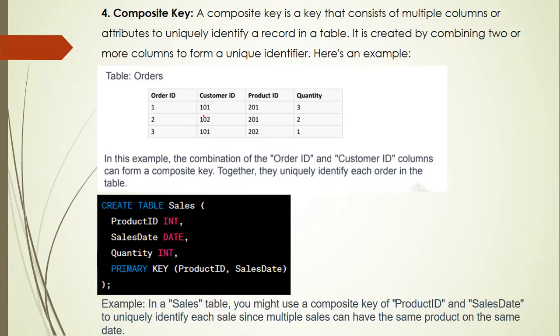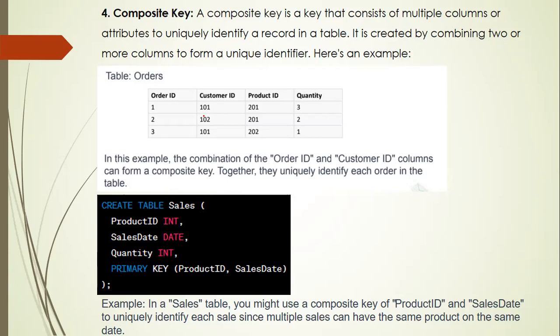In the sales table, you might use a composite key of product ID and the sales date, which can identify each sale, since multiple sales can have the same product on the same date. So that's the composite key here.